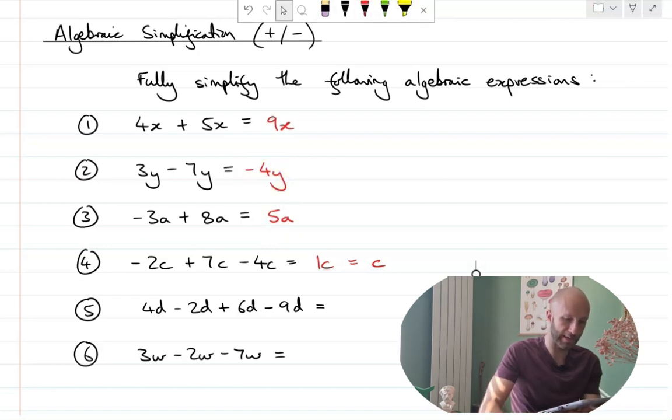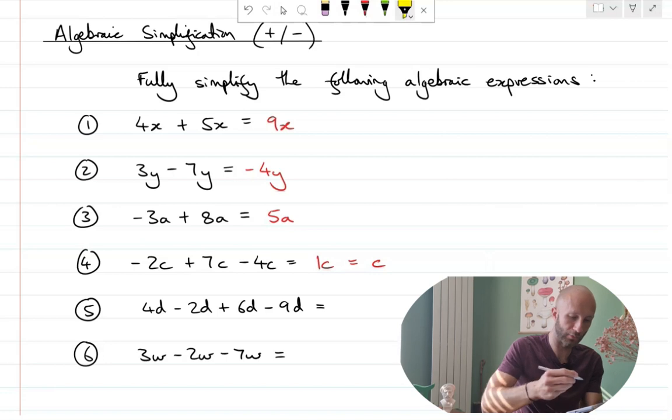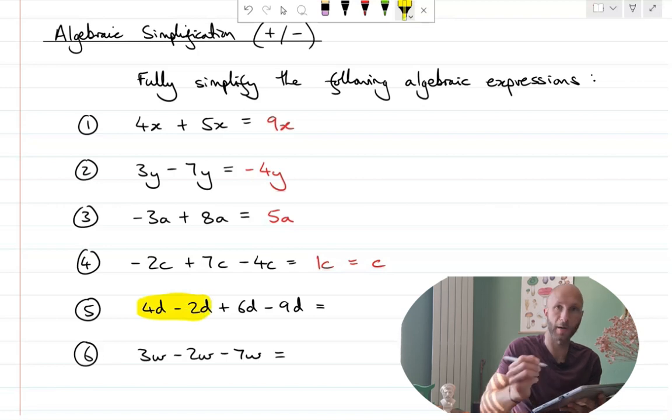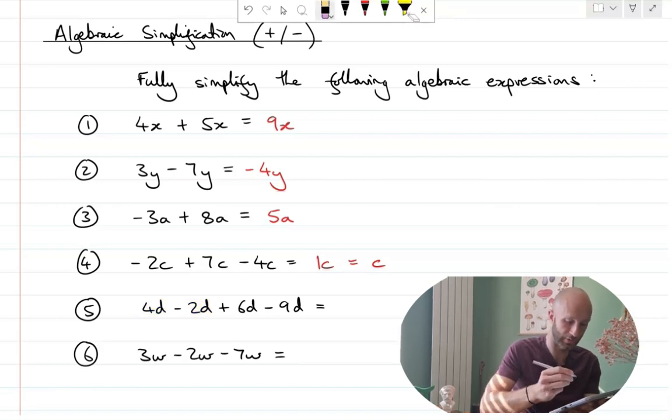Okay, number 5. So this time we've got 4 terms. So again, we can work through this. They're all d's, so they're all going to add and simplify together or subtract. So the first thing to consider is 4d minus 2d, which is 2d, plus 6d gives us 8d, and then minus 9d is 8d minus 9d is minus 1d. And again, I won't write the 1 in, because it overcomplicates it. 1 times anything is the same thing, so minus 1d, we're better off writing minus d.